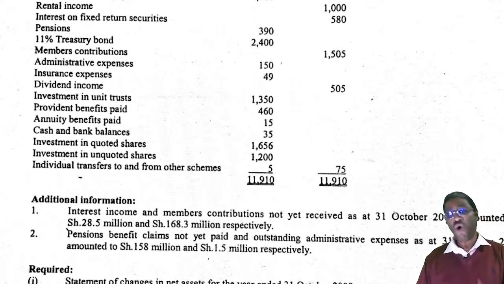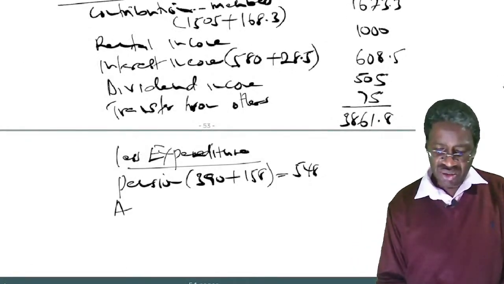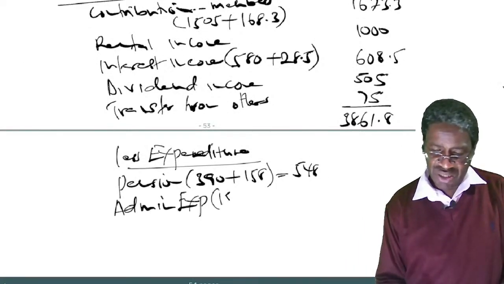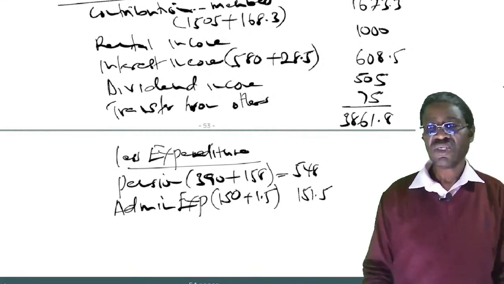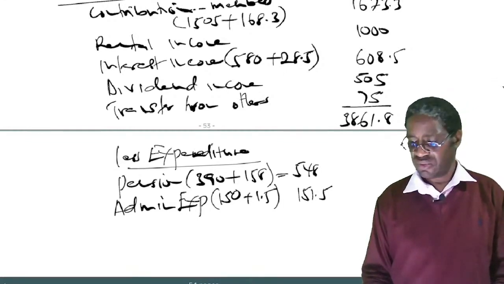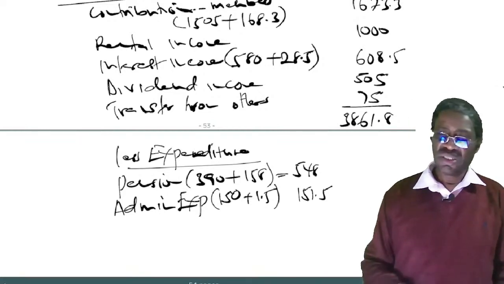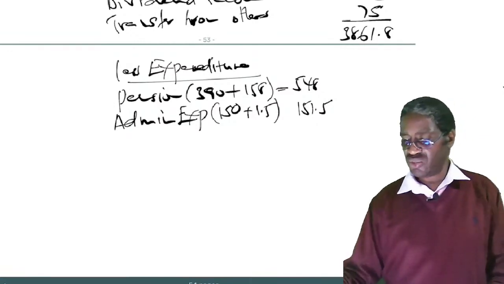Admin expenses were owing or outstanding by 1.5. So according to the trial balance, admin expenses are 150, but they are owing by 1.5. We add. So come and see your admin expenses as per the trial balance, 150 plus 1.5 looks like 151.5. Good. Next one.